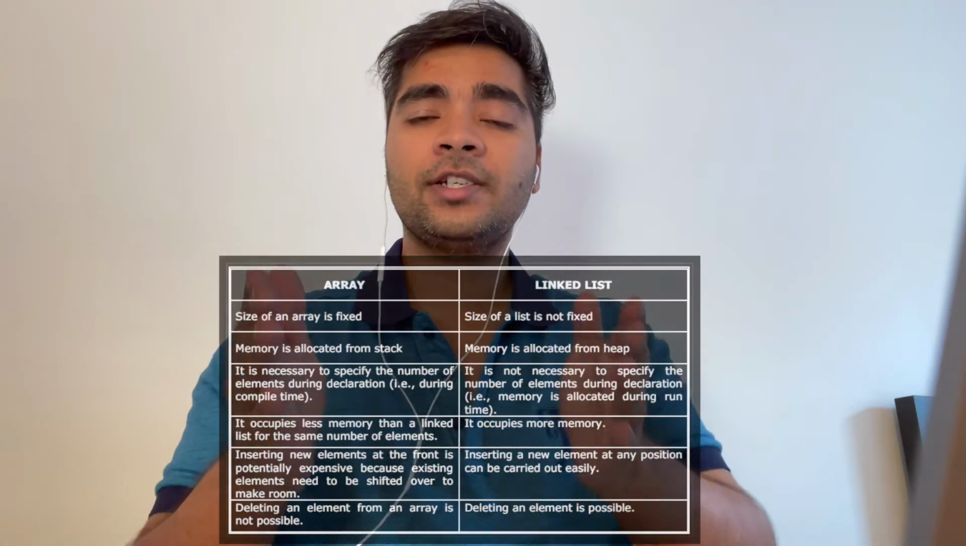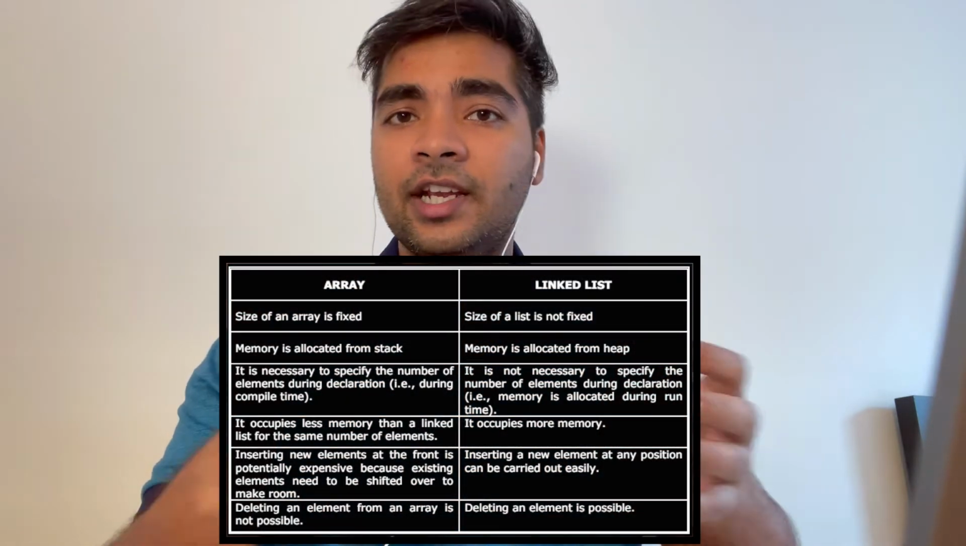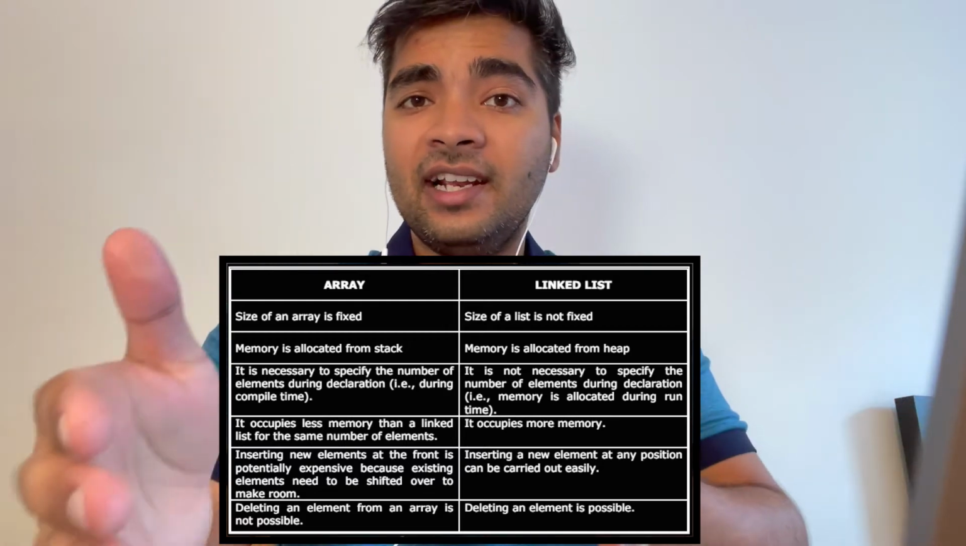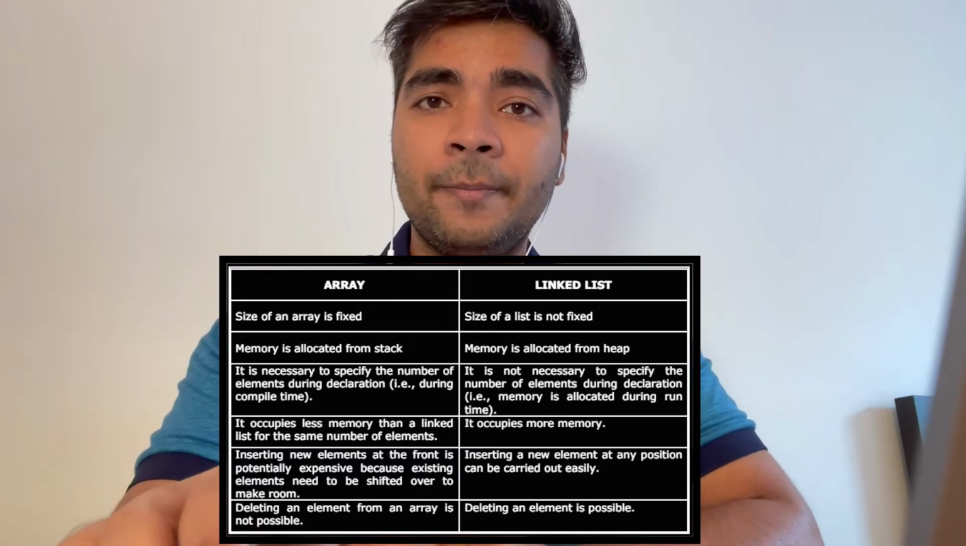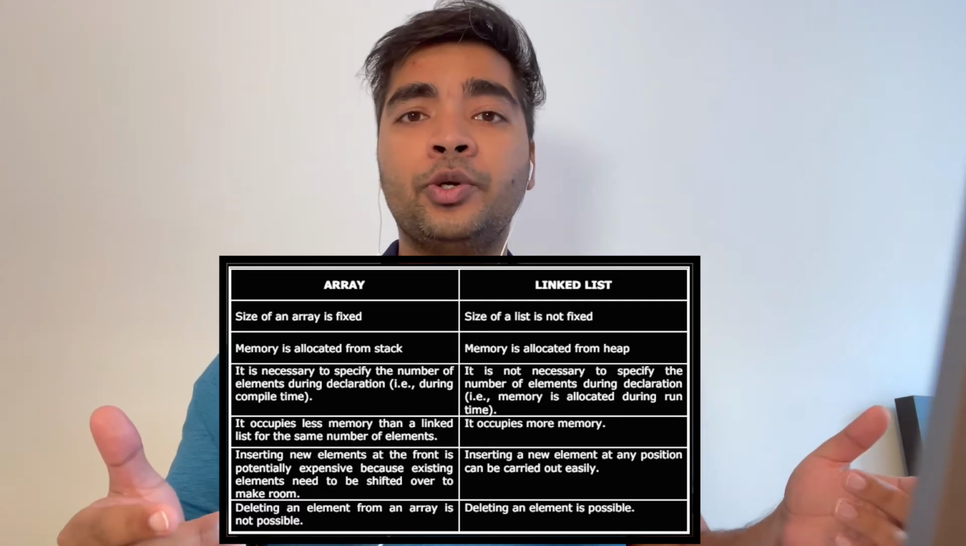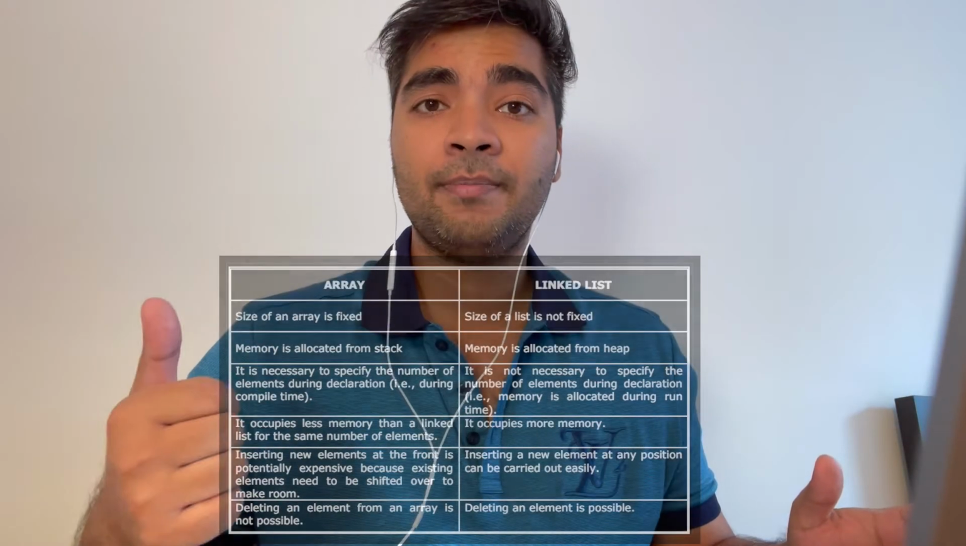So array is a fixed length data structure. It's a linear data structure, obviously like linked list. But the main difference between an array and a linked list is that array is bounded. You define the number of elements beforehand. So let's say you know that you're going to deal with only 10 items, then array is the best data structure to implement that functionality.